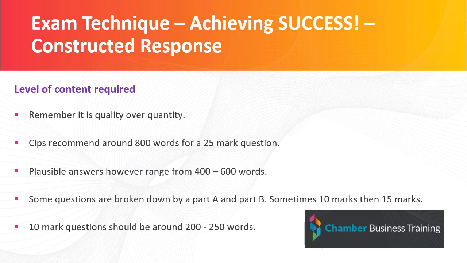Now, when it comes to word count, CIPS recommend a minimum of 800 words for a 25-mark answer. But not all questions are going to be worth 25 marks, but it can be used as a guide for some of the lower mark questions. Some of the questions at level 4 are broken down by a part A and a part B. So this might be 10 marks and then 15 marks. And it's important that you have an idea of the level of content to type. For those questions that are 10 marks, you should be aiming for around 200 to 250 words.